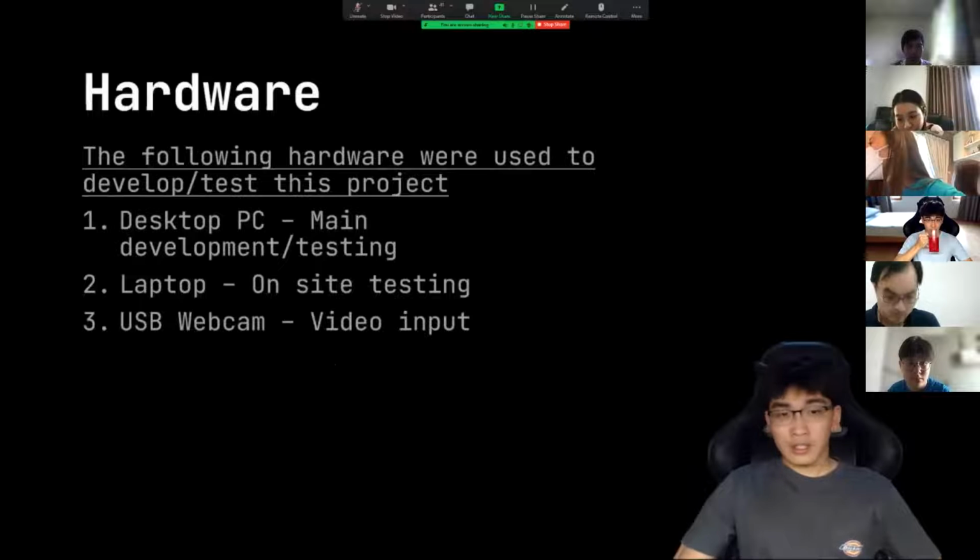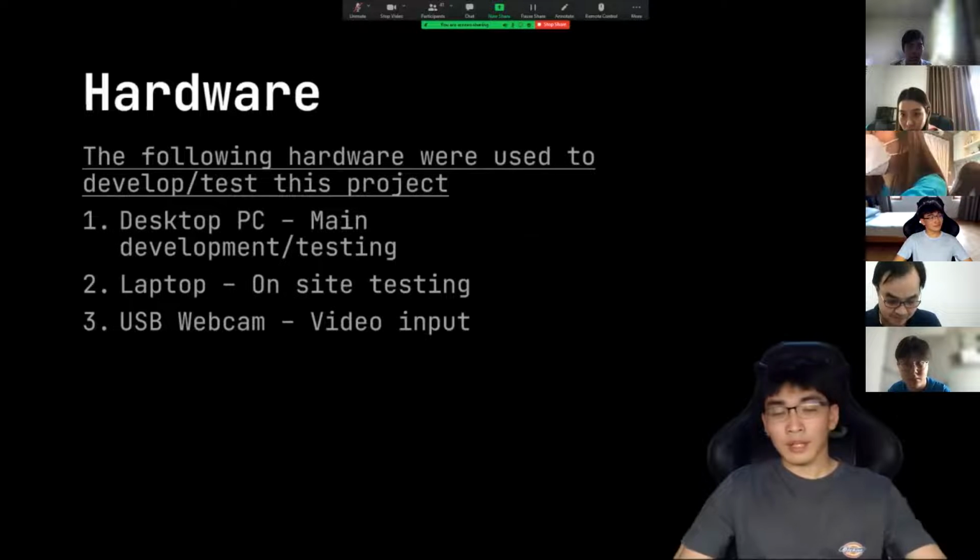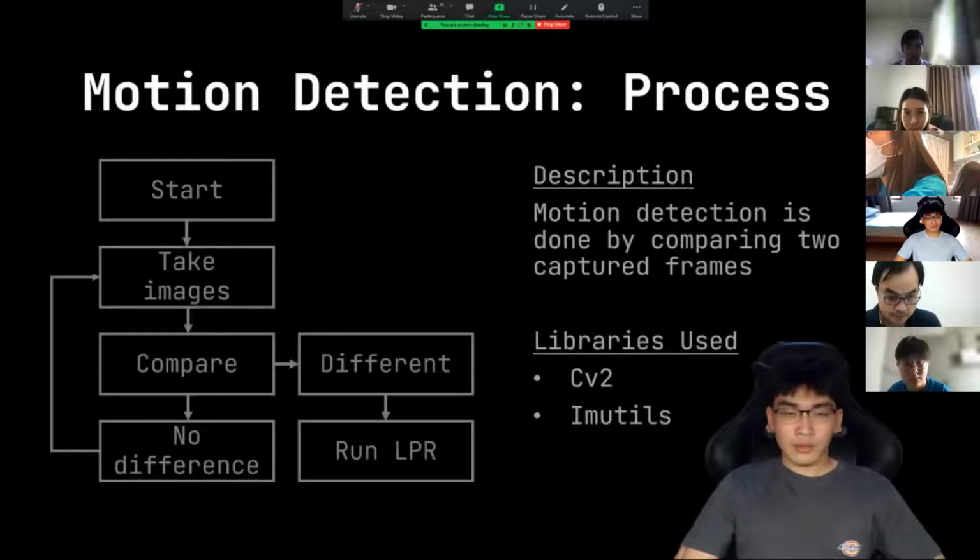So next is the hardware. In developing and testing this project, I use my desktop computer, my laptop computer, and a USB webcam. Right. So here's how the motion detection works. Motion detection is done by comparing two captured frames, and the libraries used in here are CV2 and IMUTILS.